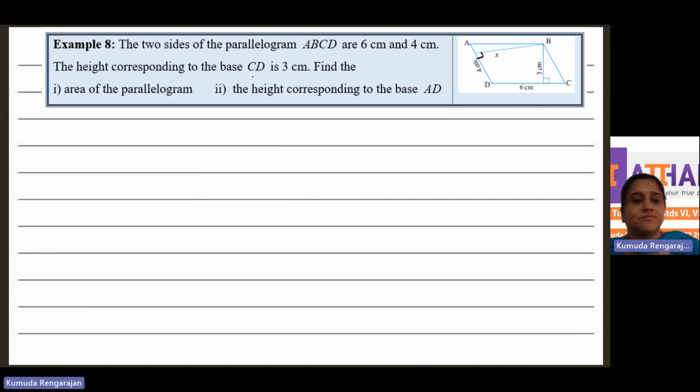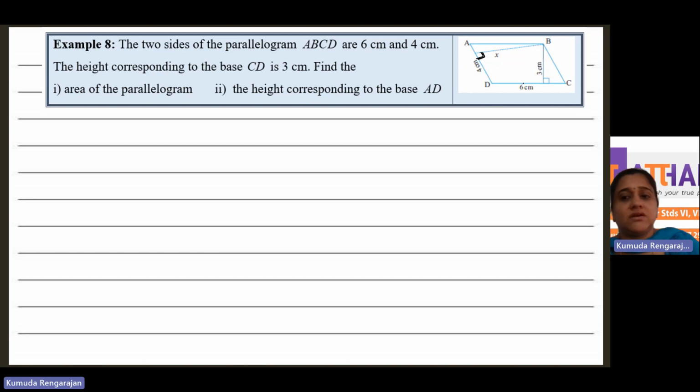The CD is the height corresponding to the base AB. This is 90, children. Don't worry about this. This is marked 90. All right. Okay. Understood the figure? That's very important. When you look at the figure, all the information in the figure should look very clear to you. You should not be confused as to what is that x, what is 6, what is 3. It should be very clear.